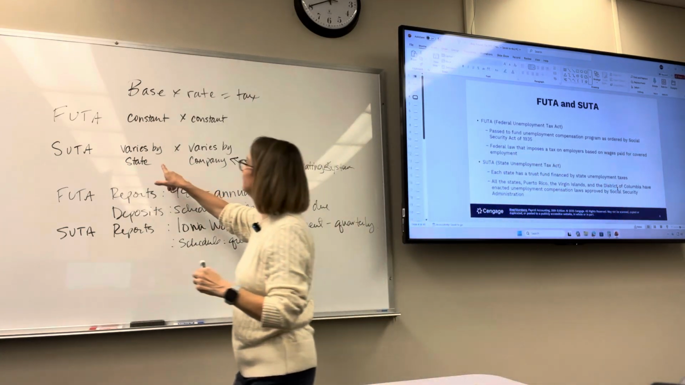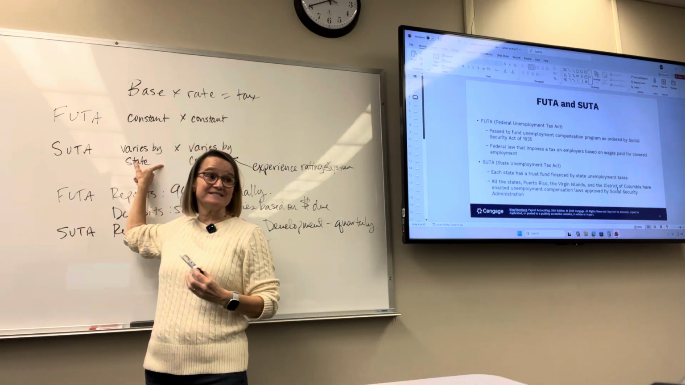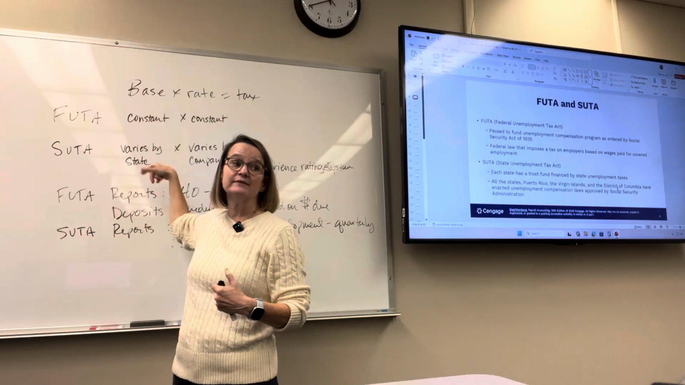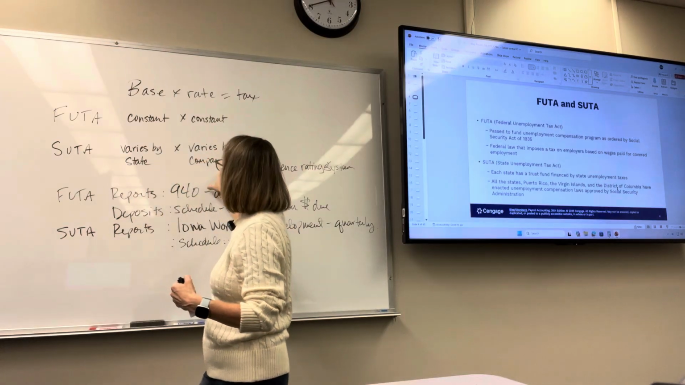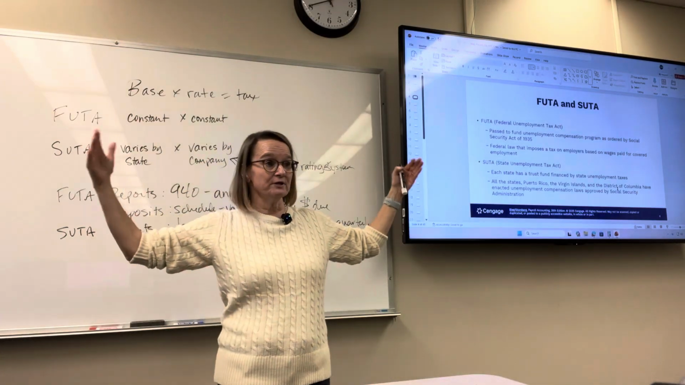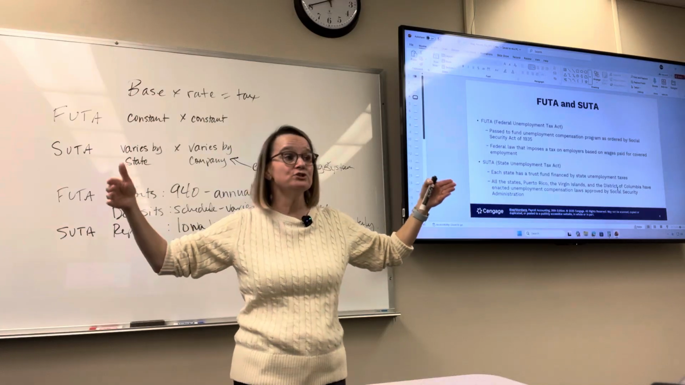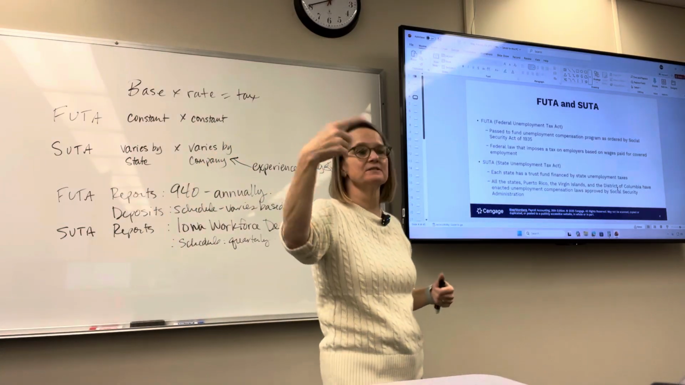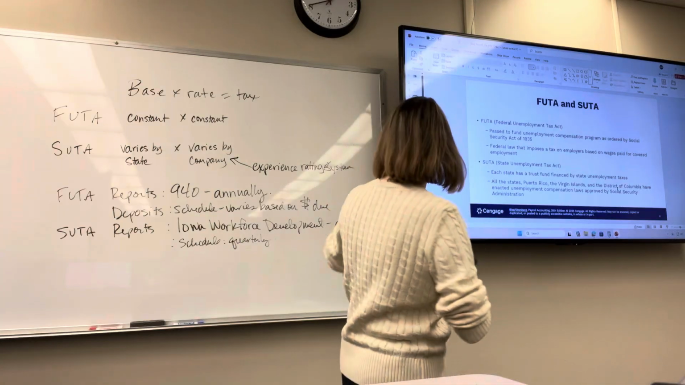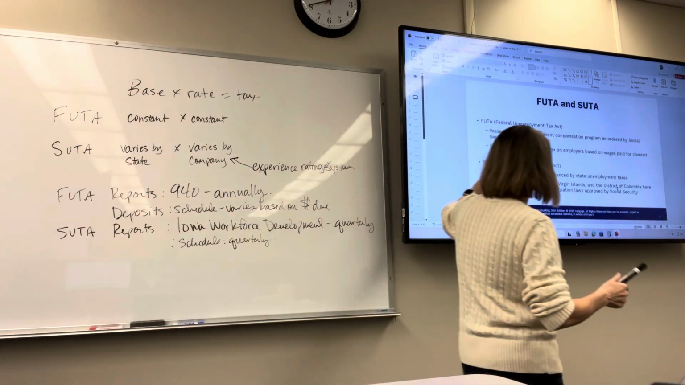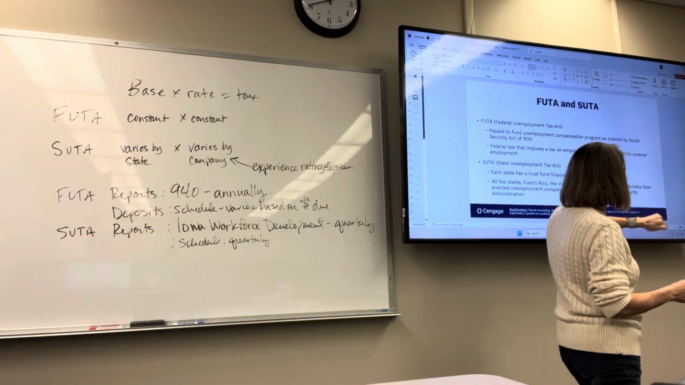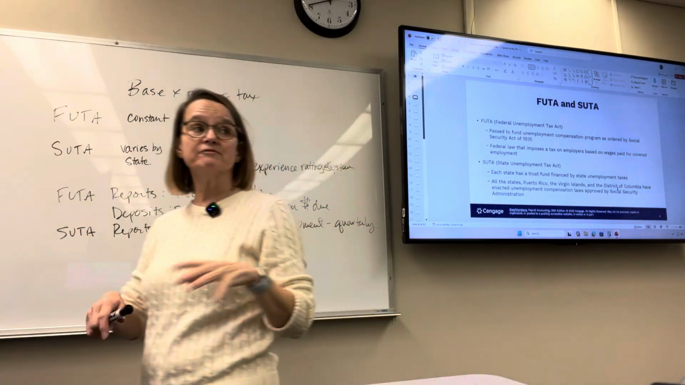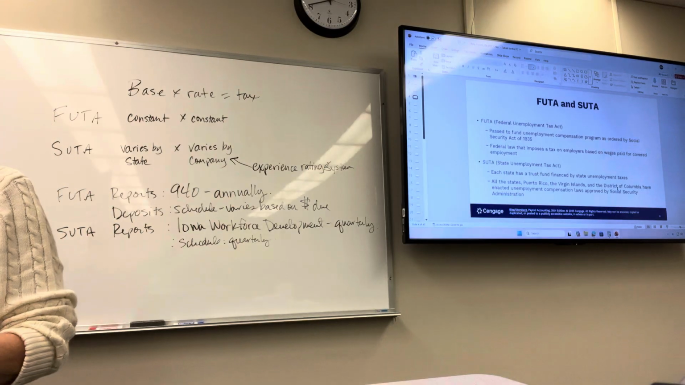Every state has a different tax base, a different amount of wages per employee that is subject to tax. Every state has a different range of rates, and then every company has a specific rate that is assigned by the state. That is, like I said, based on this experience rating system. Puerto Rico, Virgin Islands, District of Columbia all have unemployment compensation laws. They all have to be approved by the federal government.